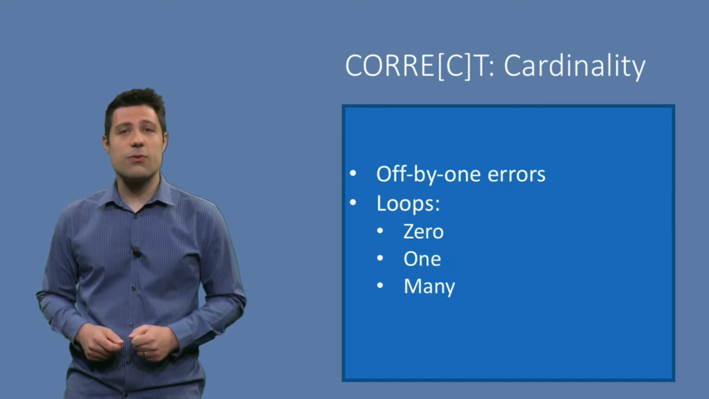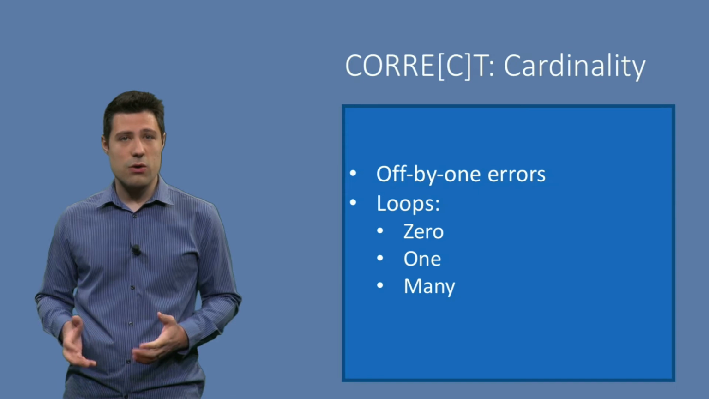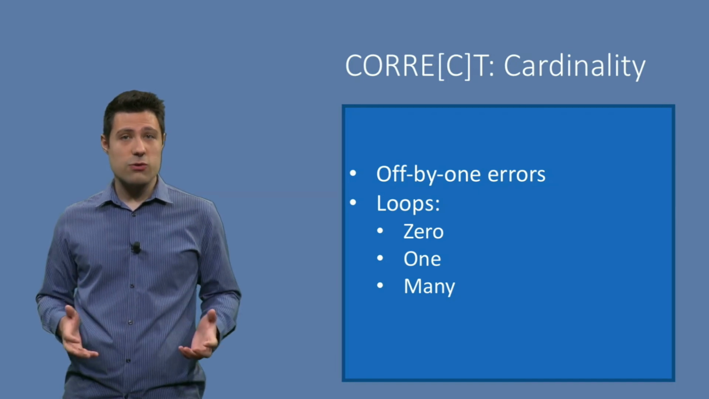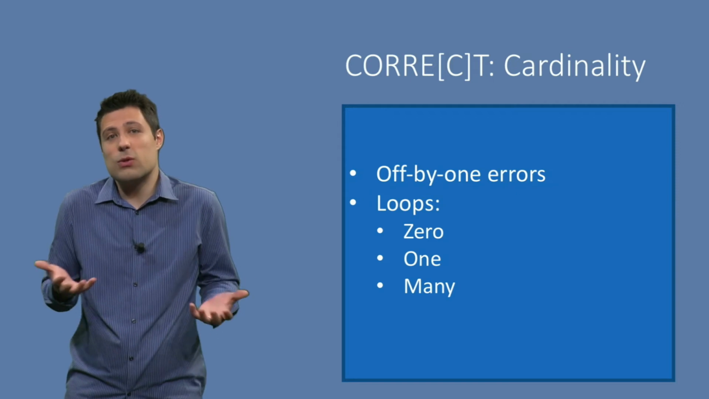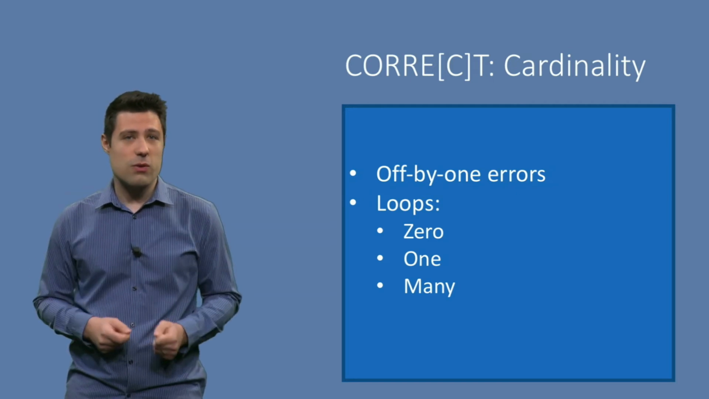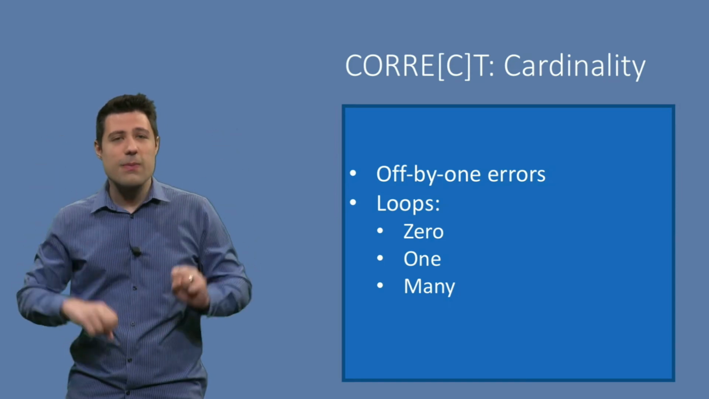Then C is for cardinality, and cardinality is about the famous off by one error. Your algorithm fails because the last iteration of a loop didn't work. You missed one thing to do before you go to the final result. We call it off by one error, or you were almost there.